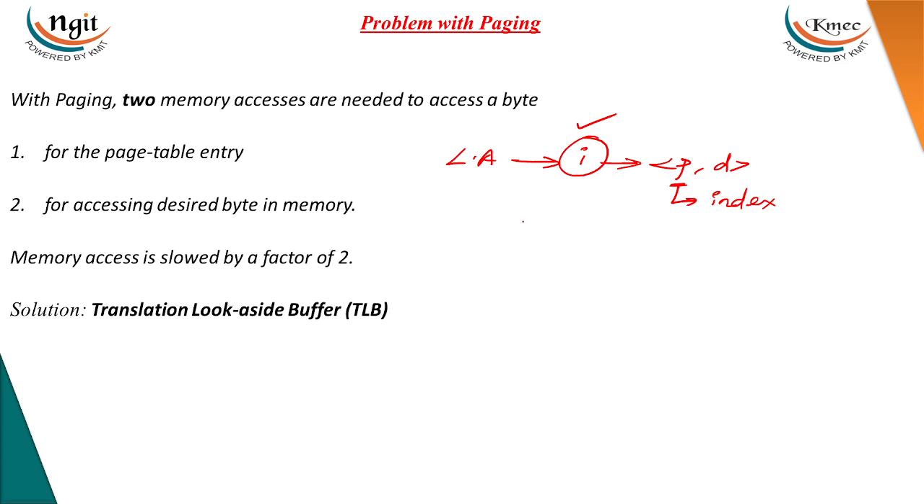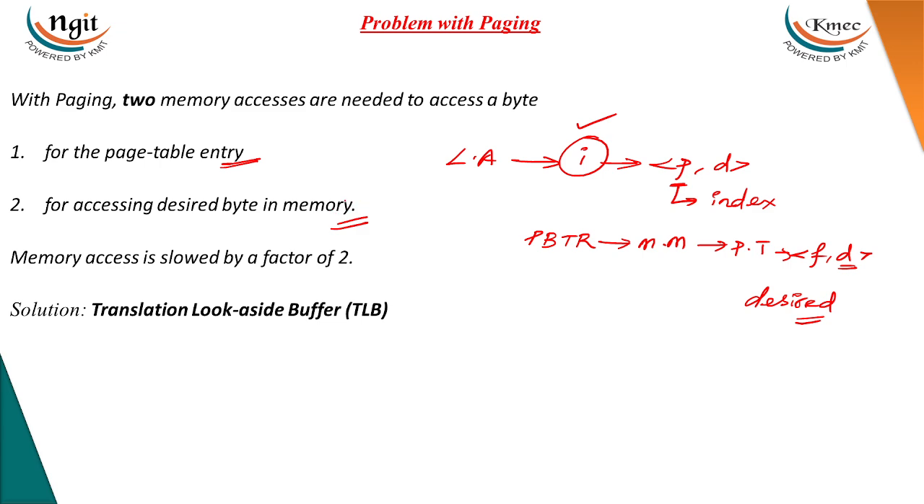How do we go to the page table? We have a register called the page table base register, which points to the page table in the main memory. If you go to the page table, in that page table we will find the frame number, and we combine that frame number with the offset. We can find the desired memory location. So we need two memory references: first one for the page table entry, second one to access the desired byte in the memory.